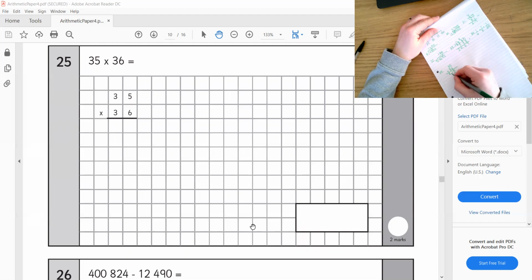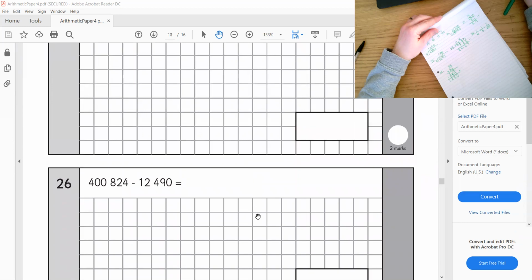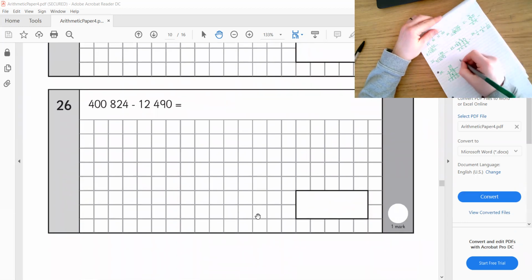So 3 times 5 is 15. 3 times 3 is 9. Add the 1 is 10. Ta-da! And then I just need to add those two numbers together. And I've timesed by 30 and 6, 36. 1 add 5 is 6. 2 add 0 is 2. 1 add nothing is 1. So 1,260. Like the hardest one so far, and it wasn't exactly hard, was it?